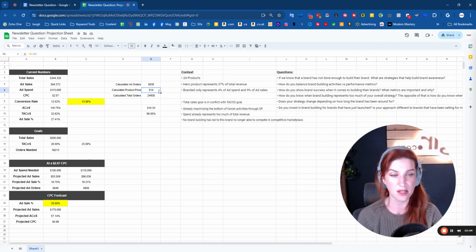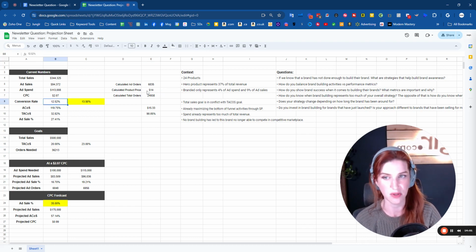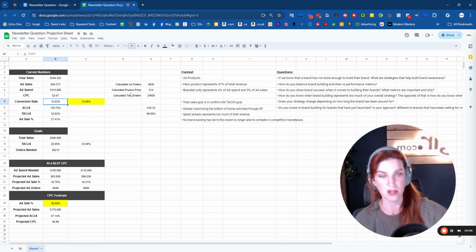If there's a way to increase the price... now the problem is sometimes you increase the price and then the conversion rate goes down, and that creates a problem, because you're still paying for more clicks to get the sale.